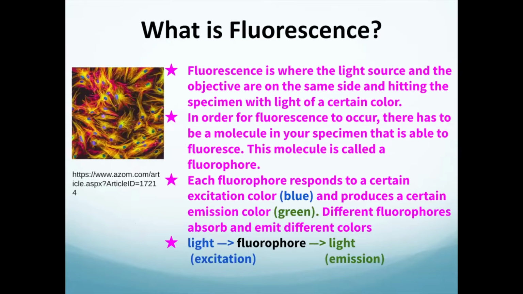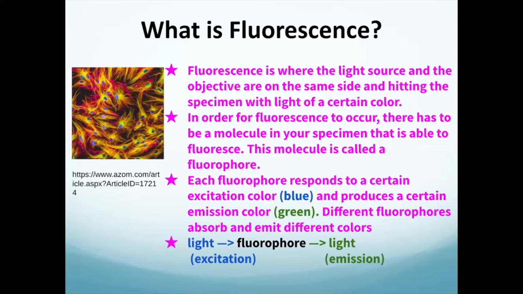Next up is Kalani. Kalani will discuss what is fluorescence. Thank you, Brianna. Hello, everyone. My name is Kalani Ewing, and today I'll be talking about what is fluorescence. Fluorescence is where the light source and the objectives are on the same side, hitting the specimen with light of a certain color. In order for fluorescence to occur, there has to be a molecule in your specimen that is able to fluoresce. This molecule is called a fluorophore.